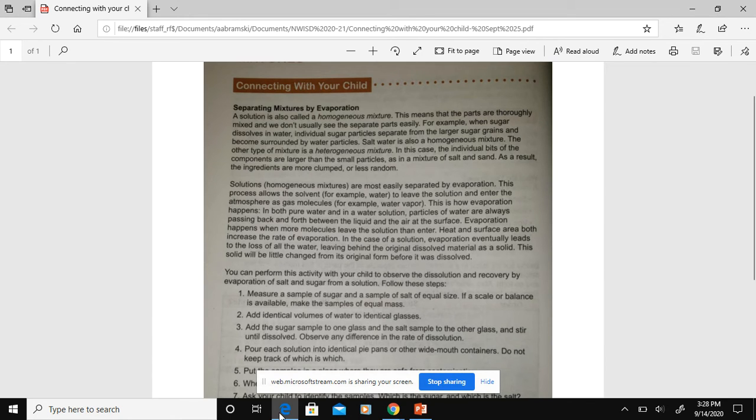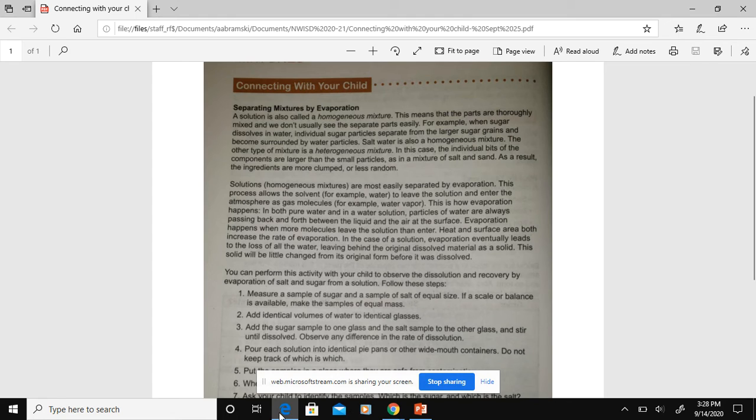Particles of water are always passing back and forth between the liquid and the air at the surface. Evaporation happens when more molecules leave the solution than enter. Heat and surface area both increase the rate of evaporation. In the case of a solution, evaporation eventually leads to the loss of all the water, leaving behind the original dissolved material as a solid.